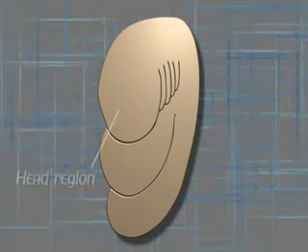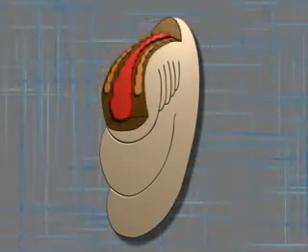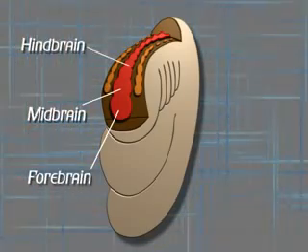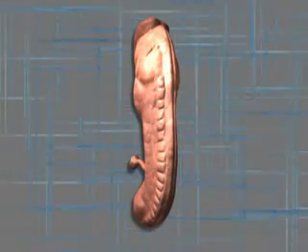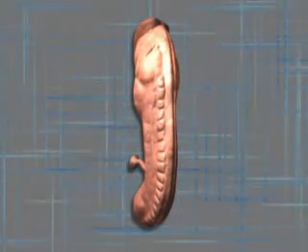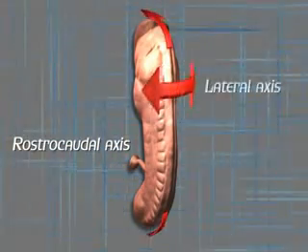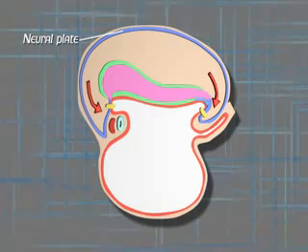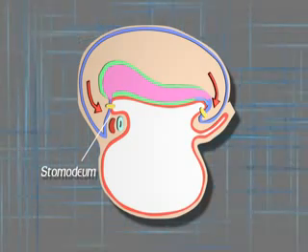A different series of events takes place in the head region. First, the neural tube undergoes massive expansion to form the forebrain, the midbrain, and the hindbrain. At this point, a crucial developmental event takes place. The embryo folds in two planes, that is, along the rostrocaudal axis and along the lateral axis. The head fold is critical to the formation of a primitive stomodium or oral cavity.